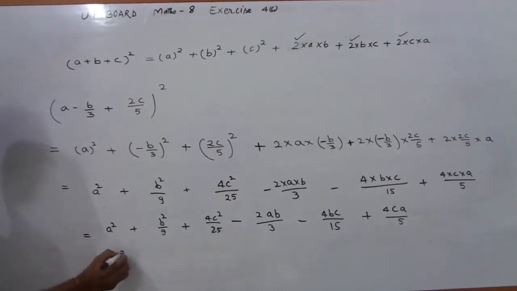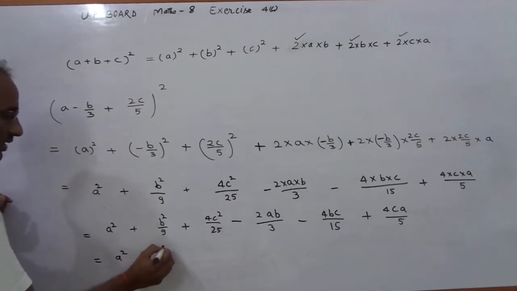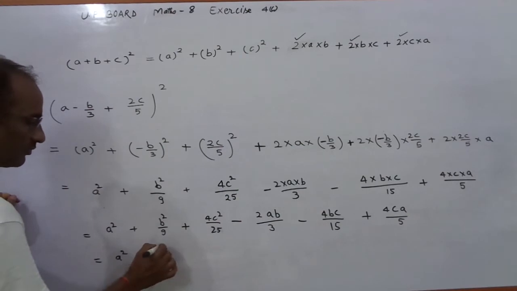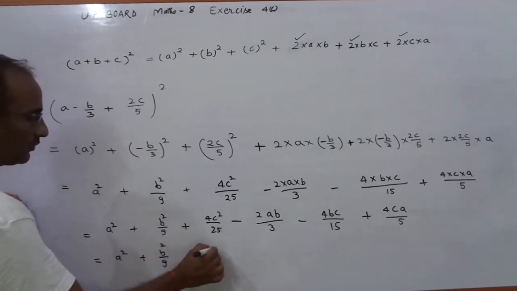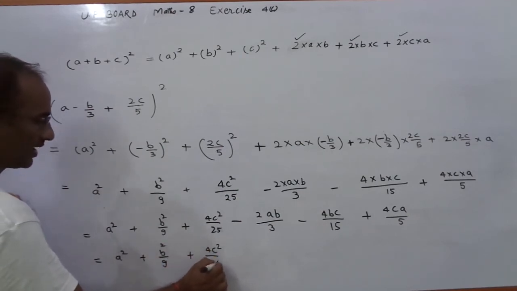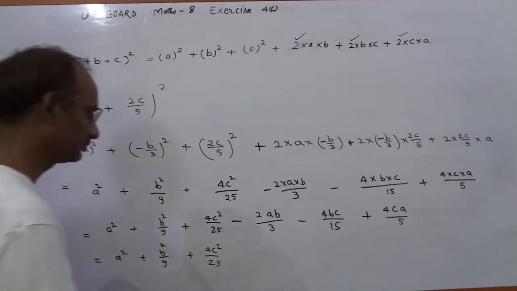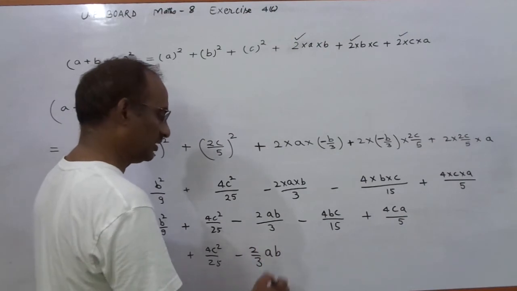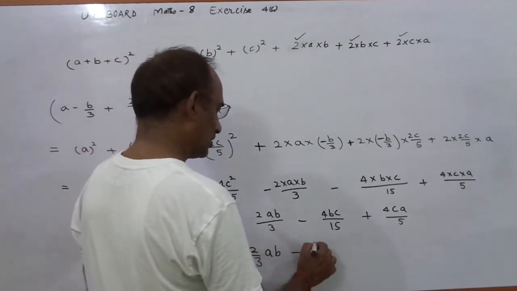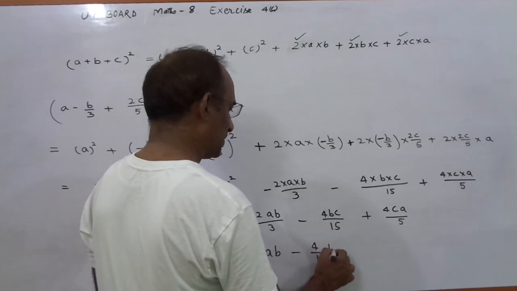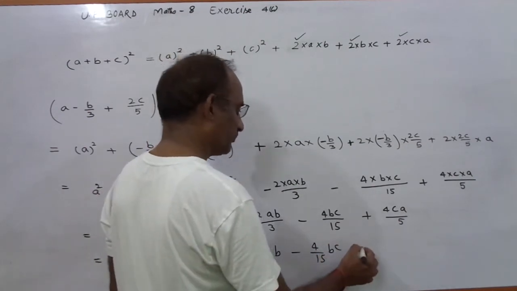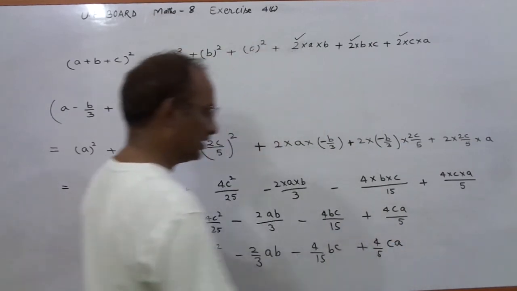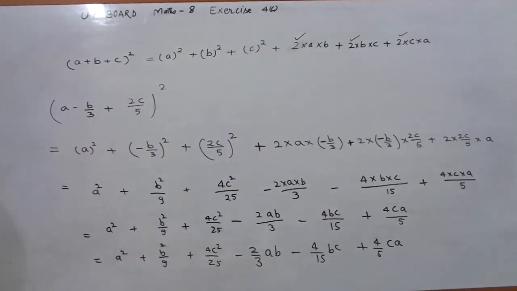Sometimes it can be written as a square plus b square upon 9 and 4c square upon 25, minus 2 upon 3 ab, minus 4 upon 15 bc and plus 4 upon 5 ca. So this is our answer.